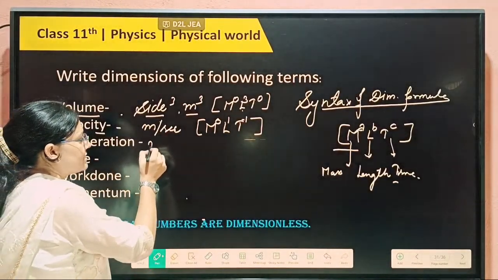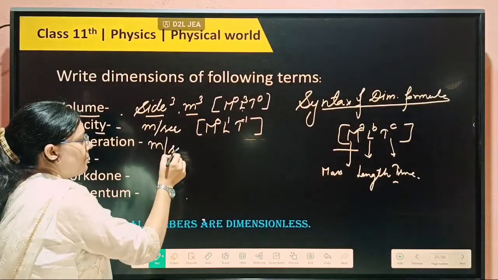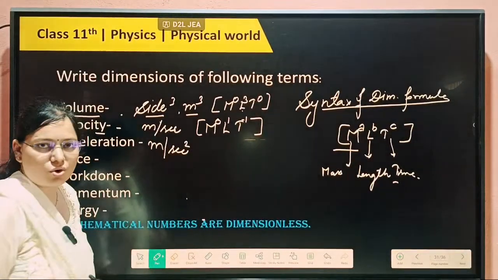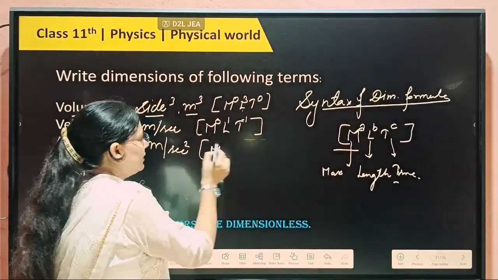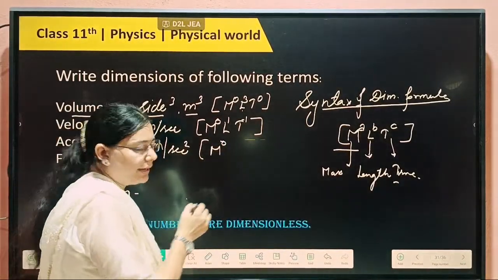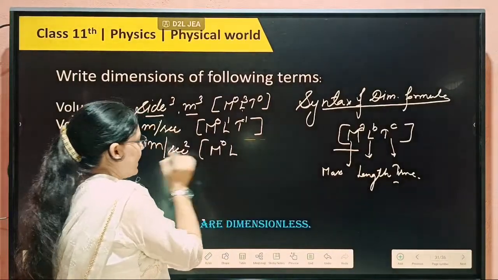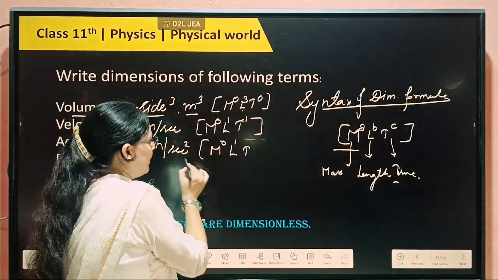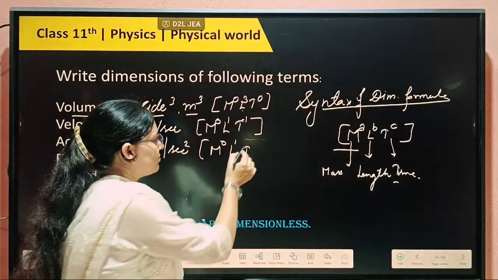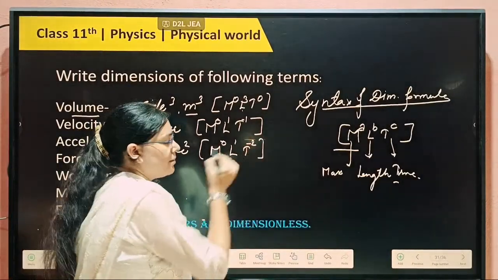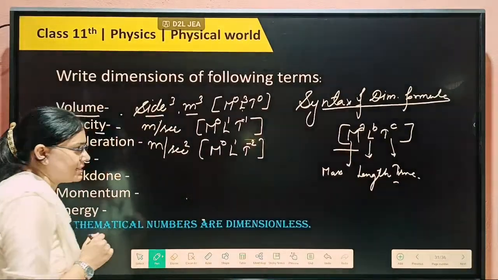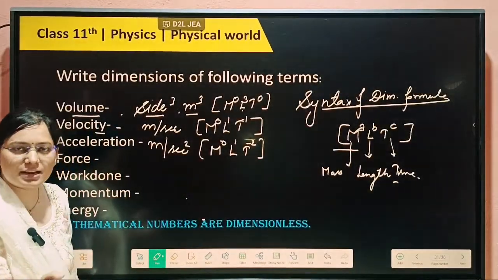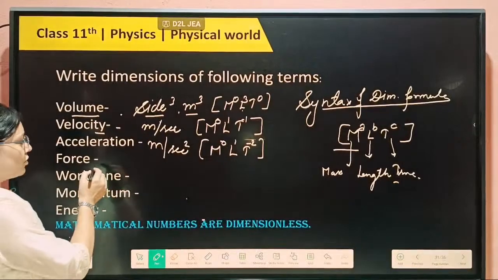Like this only we will write the dimension formula of the remaining quantities. Acceleration: we know the SI unit of acceleration is meter per second square. Same as before, mass will be 0 only, length will be 1, and for time, since it is square in the denominator, it becomes minus 2. This is the dimension formula of acceleration. Same way we will do the remaining quantities.